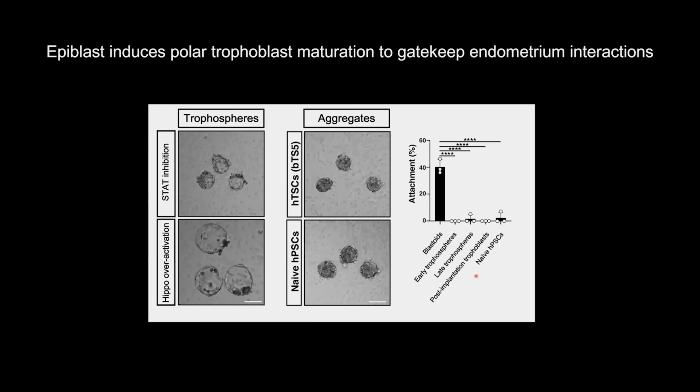So if the hypothesis is right, by preventing the formation of the epiblast, we should be able to impact the maturation of those polar trophoblasts and their stickiness. We actually prevented epiblast formation in two different ways, to form what we call trophospheres, just like in the mouse system. We did this by inhibiting the STAT pathway, or by very strongly over-inhibiting the Hippo pathway using XMU-MP1, a small molecule.